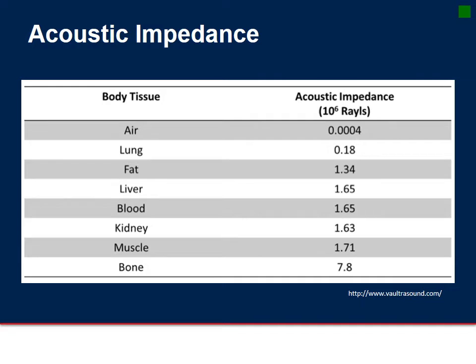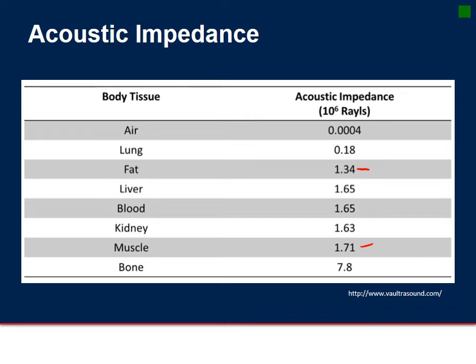Here's a table with the impedances of different types of body tissue, and I want to make a few points from this. First of all, the ultrasound wave is reflected back to the transducer when it meets tissues that have differing impedances. So for example, if you have fat tissue that interfaces with muscle, because of the differing impedance, there's going to be a reflection of the ultrasound wave at this interface, and you'll see that on your image.